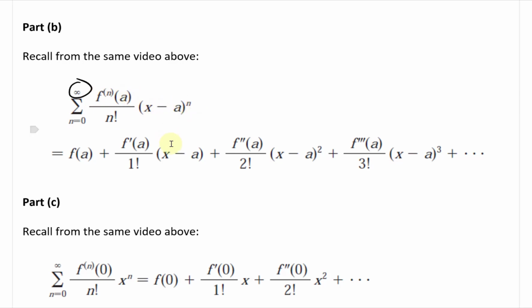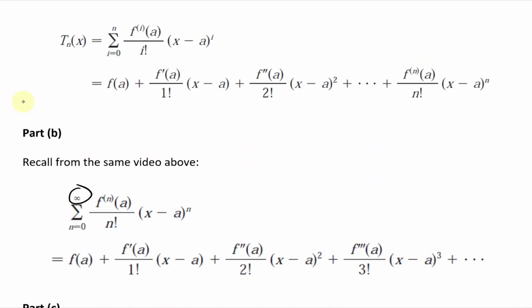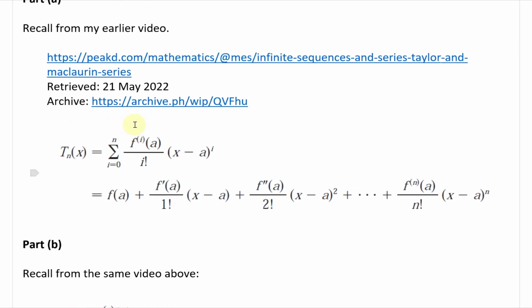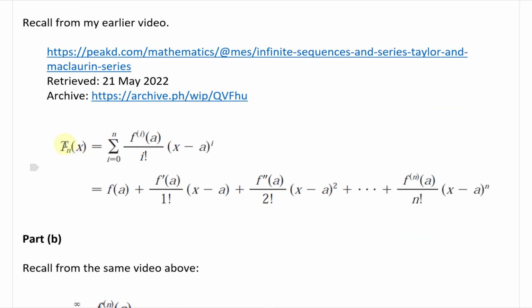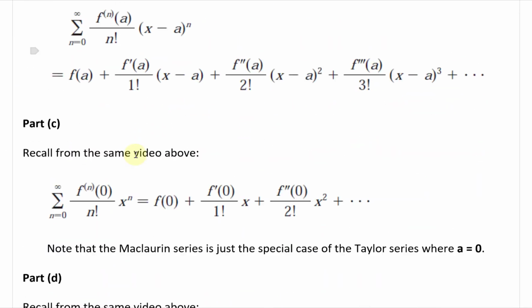And then this becomes f of A plus f prime of A divided by 1 factorial times x minus A, then f double prime at A times x minus A squared, all divided by 2 factorial. The next one, you have the third derivative, 3 factorial, and power of 3, and so on all the way to infinity. So whenever you hear the word series, it's infinity. When you have the nth degree, you're just going up to n terms. So it's a partial sum.